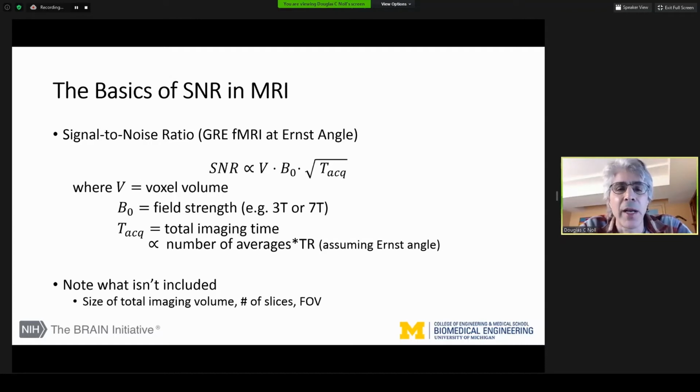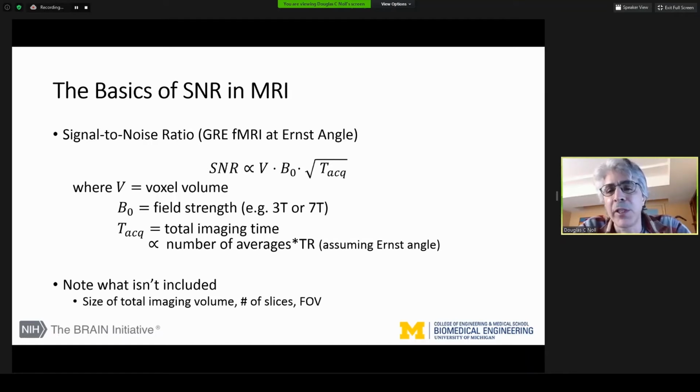Let me focus on that last one, the total acquisition time. In general, that's related to the length of the readout window and the number of averages. But in the specific case that we're talking about here, gradient echo fMRI, when we're imaging at the Ernst angle, that more or less ends up being proportional to the number of averages, or if you will, the number of time frames times the TR, right?